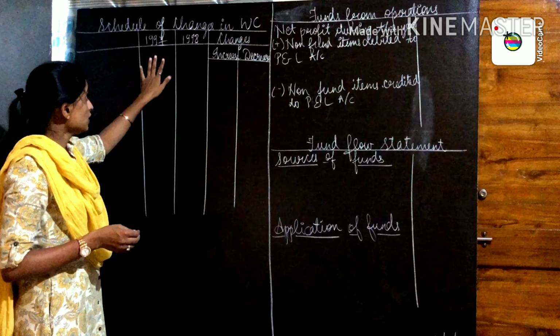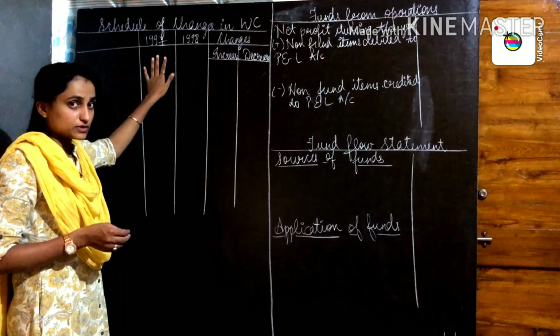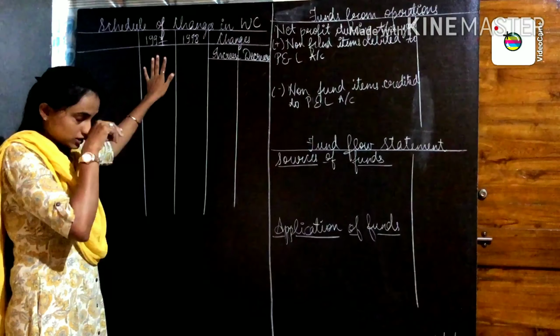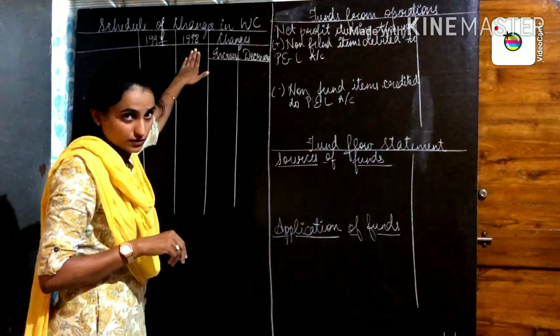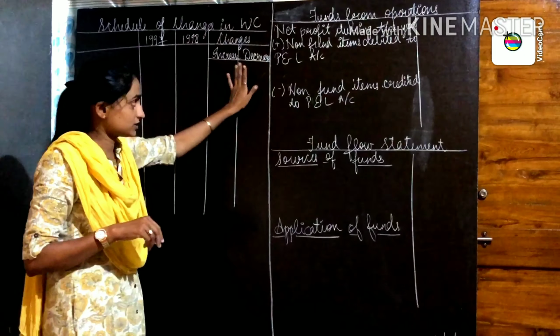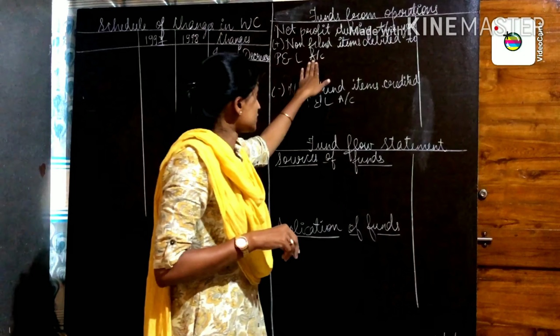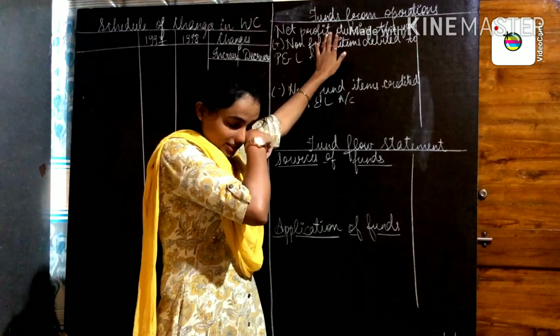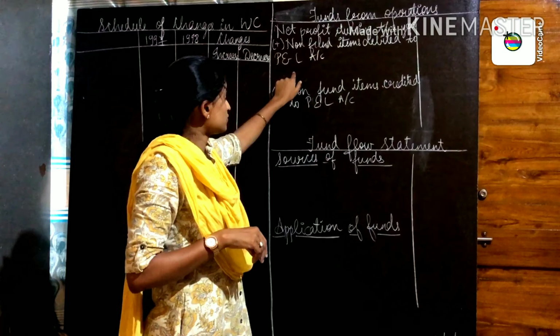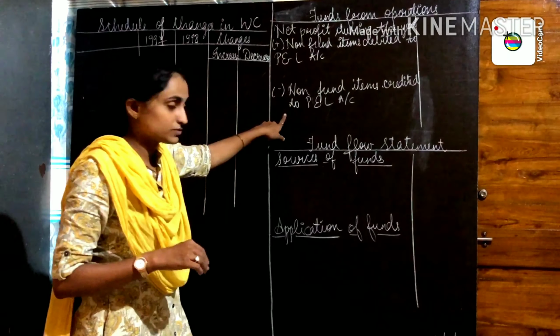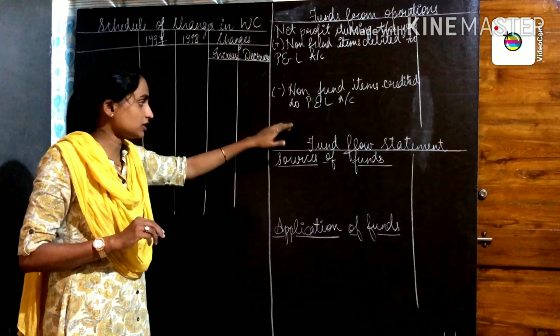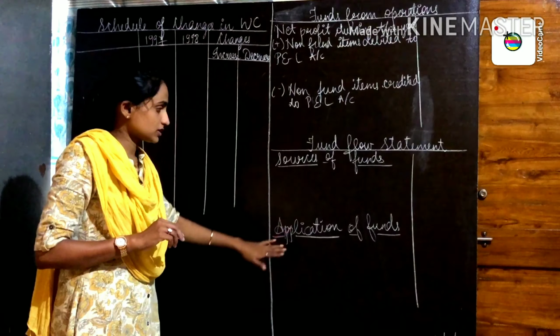This is your schedule of changes in working capital. The purpose is to find out net increase or decrease. So 1997 opening balances and closing balances of current assets and liabilities I'll be taking, increase and decrease I'll be recording. Then funds from operations, net profit during the year I have written. So non-fund items debited to P&L account will be added, and non-fund items credited to P&L account will be deducted. And in fund flow statement, sources and application.